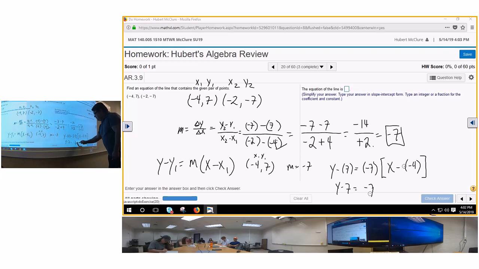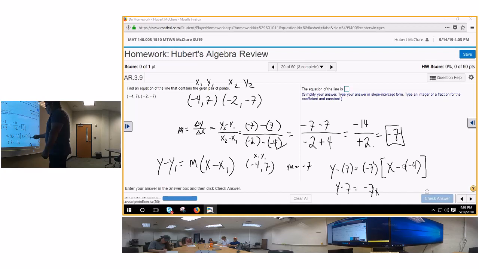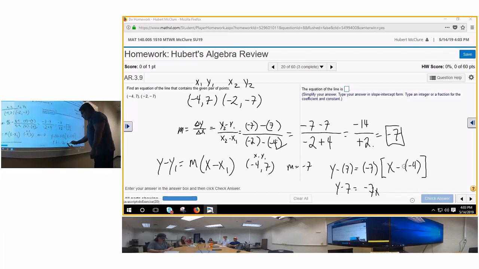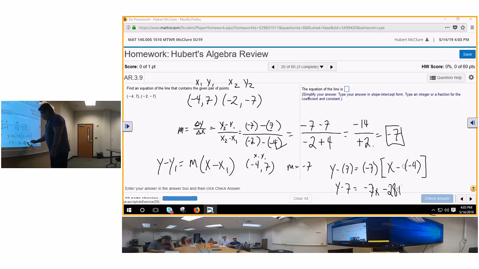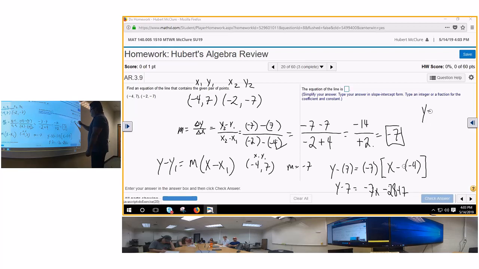That -4 will turn into a +4, but that -7 will turn the +4 into a negative what? And bring that +7 over. And that's going to give you y is equal to -7x. -28 plus 7 is negative what?